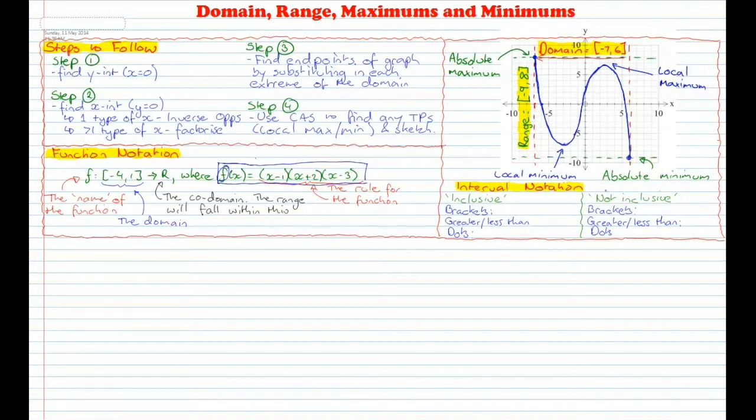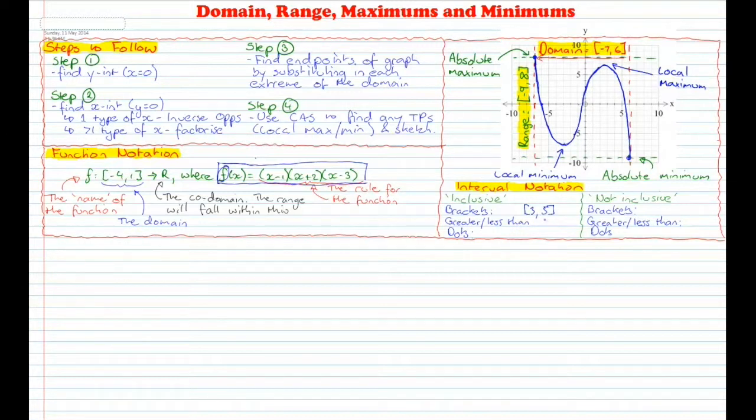Inclusive means that the graph basically includes that point, and non-inclusive means that the graph doesn't include that point. Now, an example of what you might see for inclusive is square brackets. If you see square brackets, it means that the graph goes through those points. So that might be, say, [3, 5], which means the graph is going to go from 3 to 5 along the x-axis, and they're going to be included in those points.